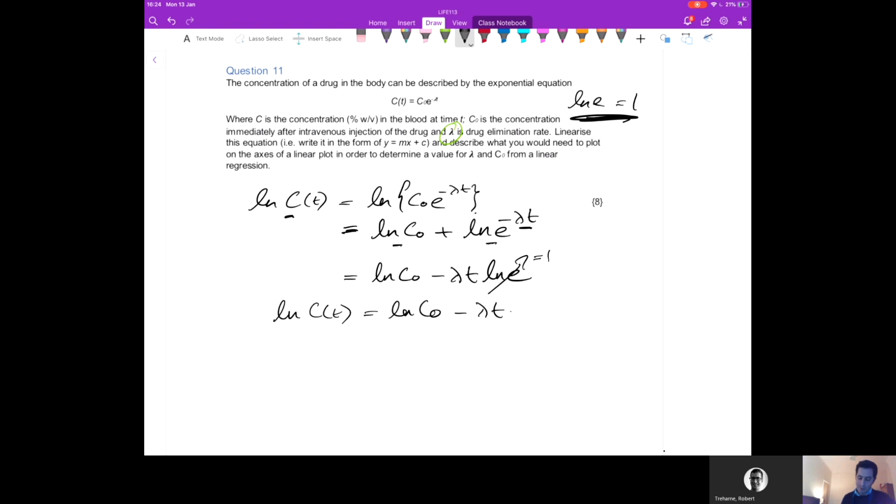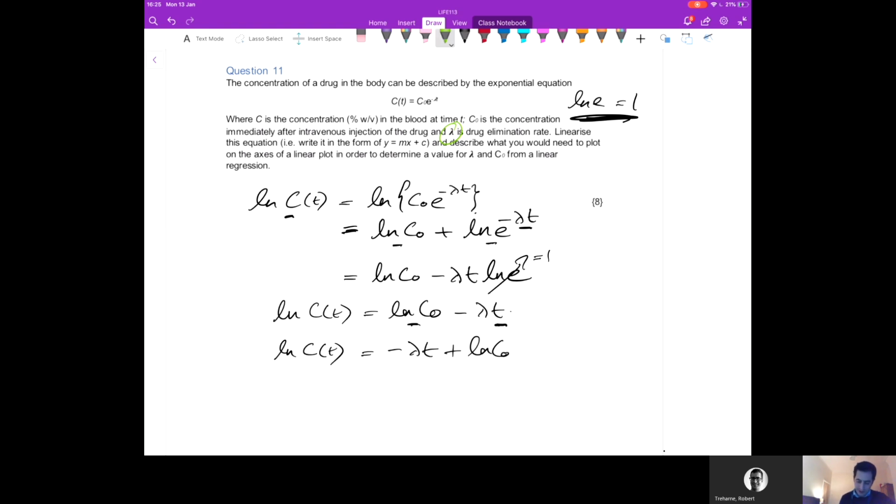Now we're almost there. Remember what we're trying to do here. We're trying to write this in the form of a straight line graph, y equals mx plus c. So you've got, this is a constant, so there's your c. Here's your x, it's your t, that's your variable, which means that the gradient is minus lambda. So let's write that out explicitly. I'm going to rearrange this in this form: equals minus lambda t plus ln C naught.